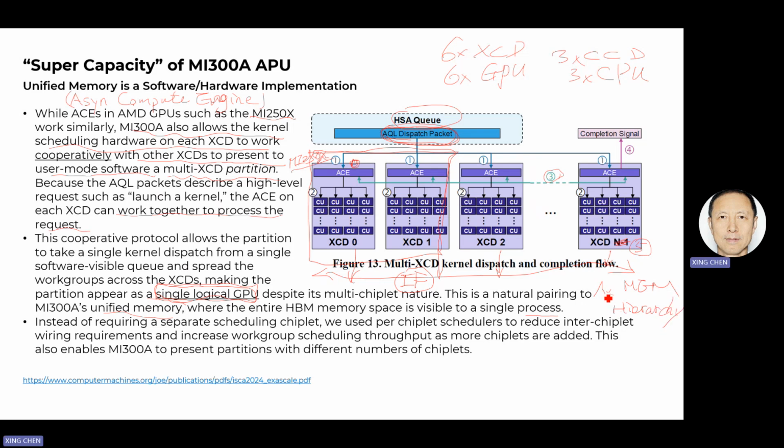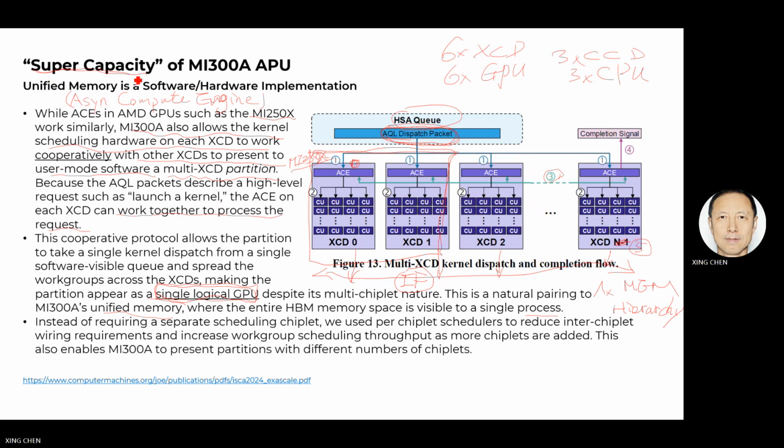The MI300 has a single memory hierarchy. So if you have a single big logical GPU, that matches the fact that you have a single memory hierarchy for each MI300 APU. So that's a perfect match. Okay, so this gives this APU a kind of feature. I use this word, super capacity.